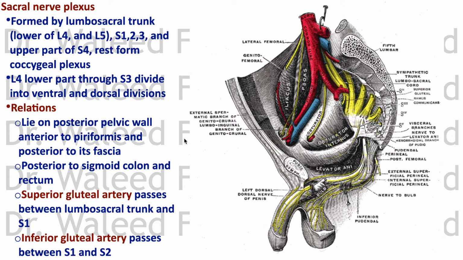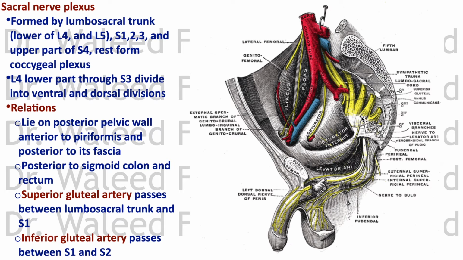The sacral nerve plexus is formed by the lumbosacral trunk, which is L4 and 5, and S1, 2, and 3, and the upper part of S4. So it's a big plexus. See, this is the lumbosacral trunk, L4 and 5. This is S1, 2, 3, and the upper part of S4 forms the sacral plexus. The rest, the lower part of S4 and 5 and CO1, form the coccygeal plexus.